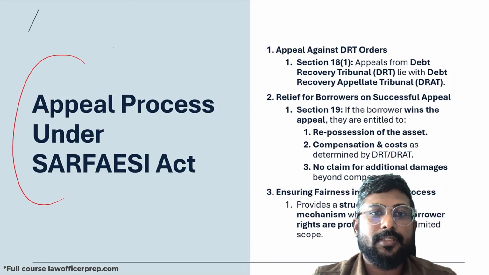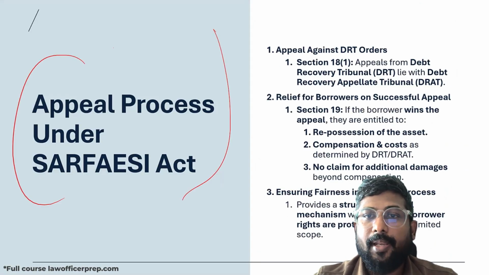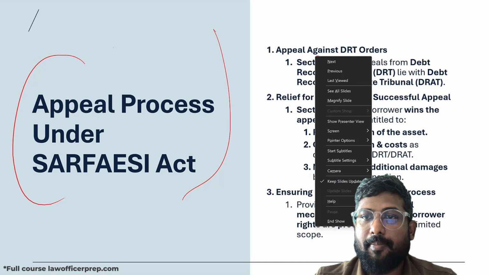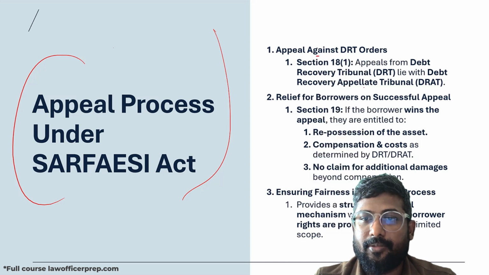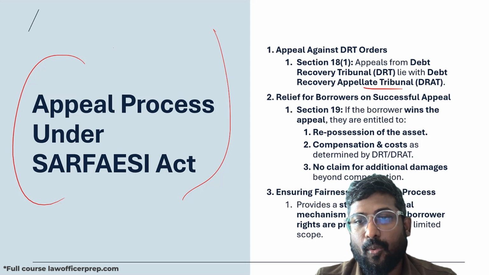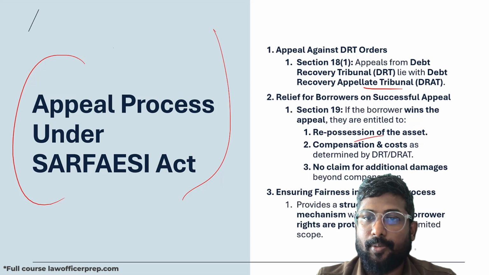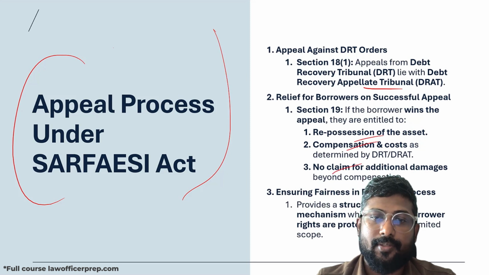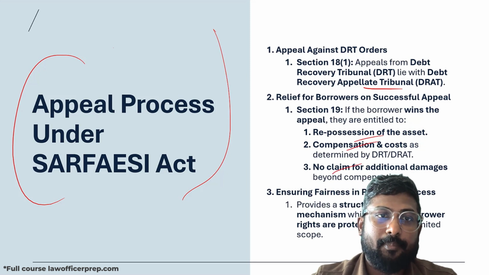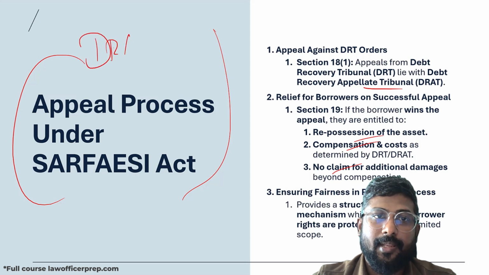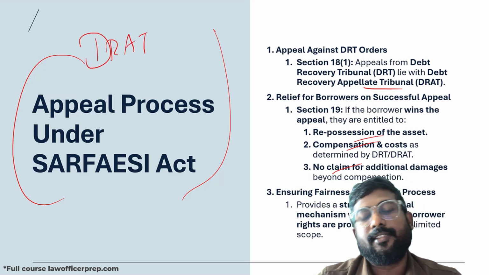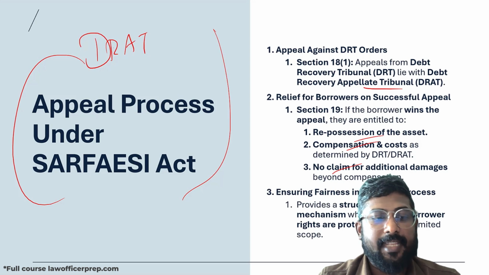Is there an appeals process under the SARFAESI Act? Appeals against DRT orders can be made to DRAT. So the appeals can be made to DRAT. And if the borrower wins the appeal, then they can have either repossession of the asset or compensation costs, and no claim for additional damages. So there is an appeal. Remember, the appeals are made to the DRAT. And of course, this is just an introductory class. We will see everything in detail in the coming days.